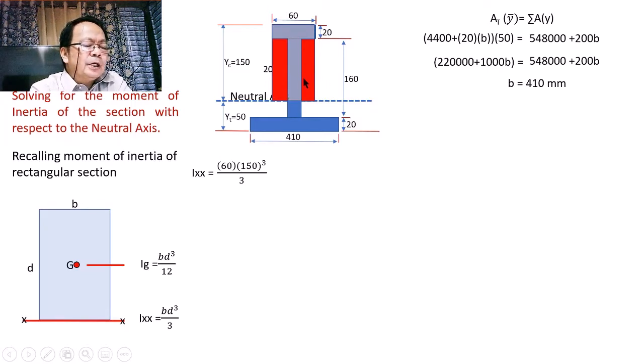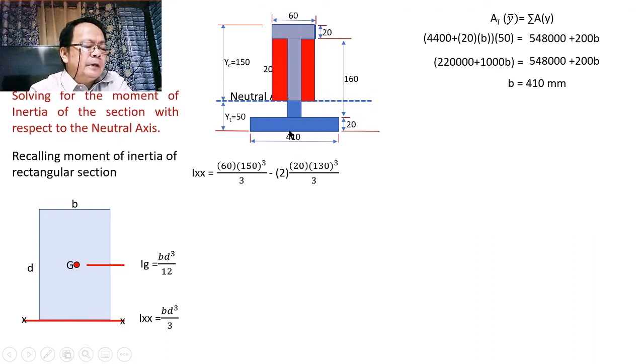And so if we shall be subtracting the moments of inertia of these two red rectangles, therefore we shall have here minus twice of 20 representing the width of this rectangle na kulay pula. And the height of the rectangle will be the difference between 150 minus 20, and that's equal to 130. So I will have here minus 2 times 20 multiplied by 130 cube over 3, representing the moments of inertia of the two red rectangles, which is supposed to be deducted from the larger rectangle that I have just shown a while ago.